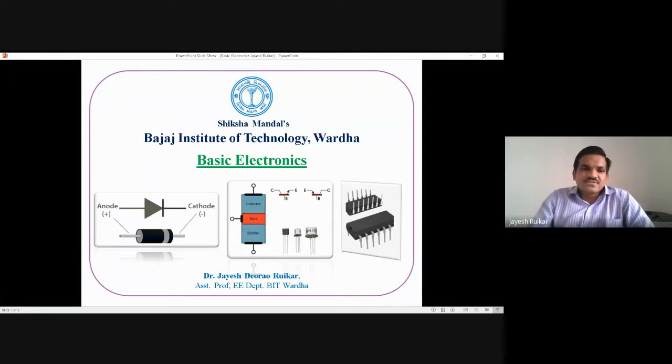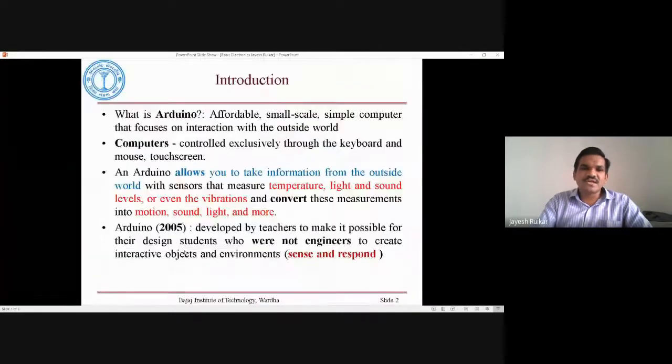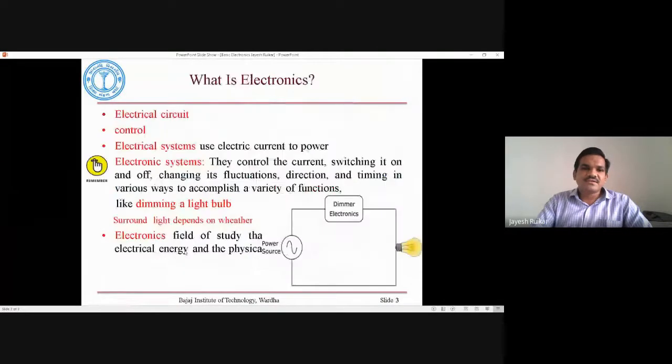In the previous class we discussed the course structure, the syllabus, the objectives, and the reference books given in the syllabus. Today we will start with the basic electronics part. We will start with what is electronics.